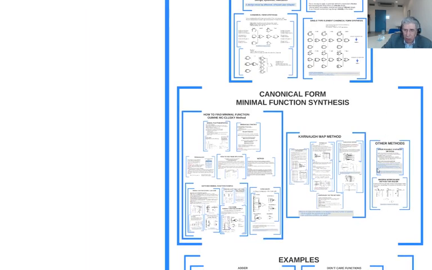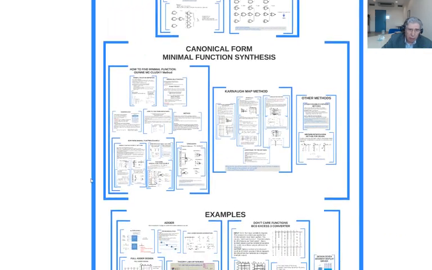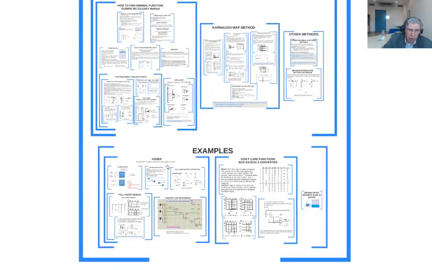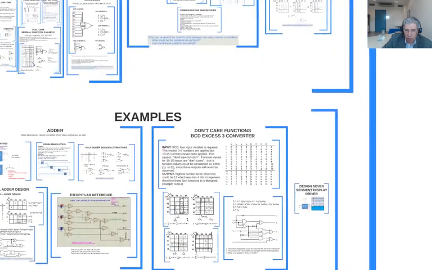And we're going to mention the other methods, just the name of them, not going into the details of those methods. And then we will be giving some practical synthesis examples. These are adders, how you can synthesize an adder circuit, and BCD to excess-3 converter. This is another practical circuit that we will synthesize. And for the last one, we're going to give just the word description of the synthesis here.